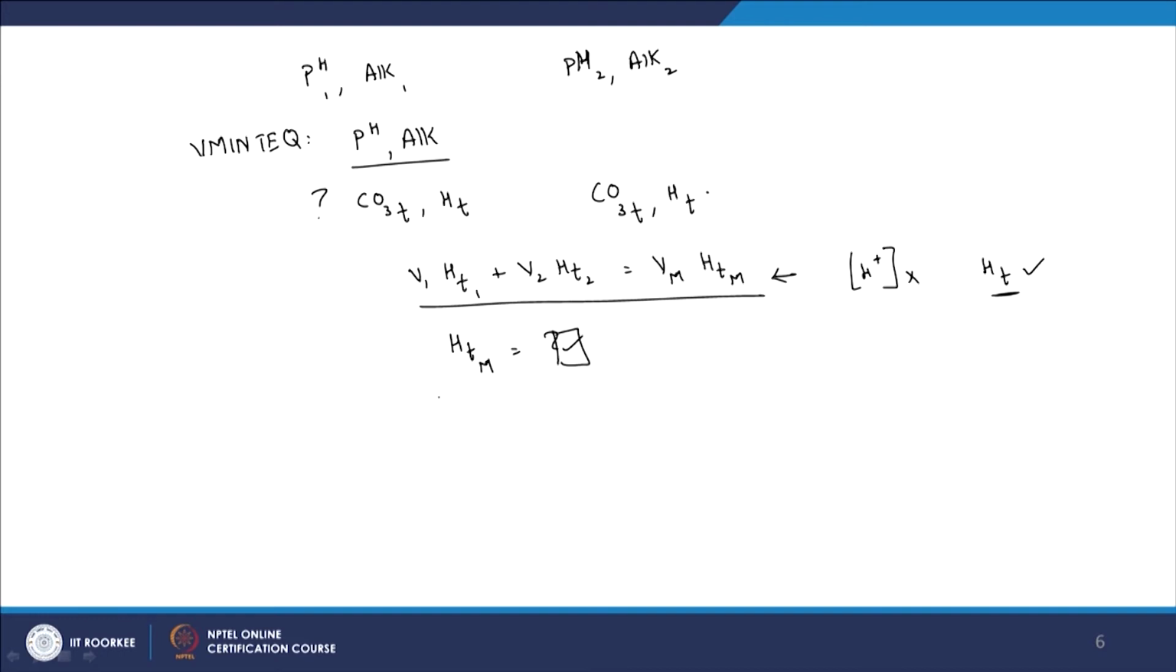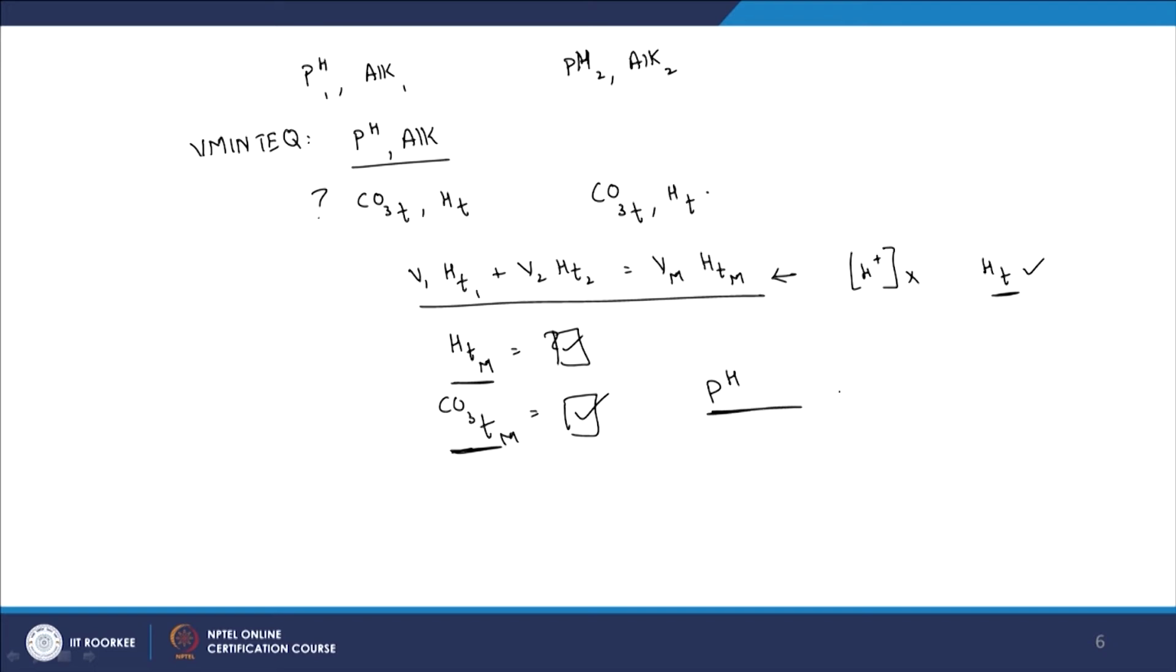And similarly I can conduct the balance on what now? CO3 total, which we looked at earlier, and I can then calculate CO3 total of the mixture. I can have that too. And again what do I have? H total and CO3 total. So I can just plug in these two values in vMinTech, and what will I end up with? I will end up with the pH of the mixture.